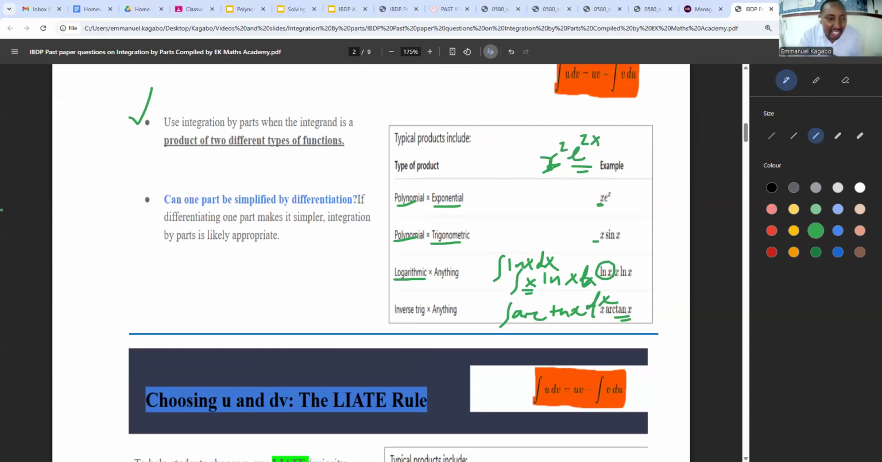Number two, there's another hint. Point number two, very important. Note down these two. One, when you're multiplying two functions, these are the examples you can use. But there is also another important thing. Do you know what it is?